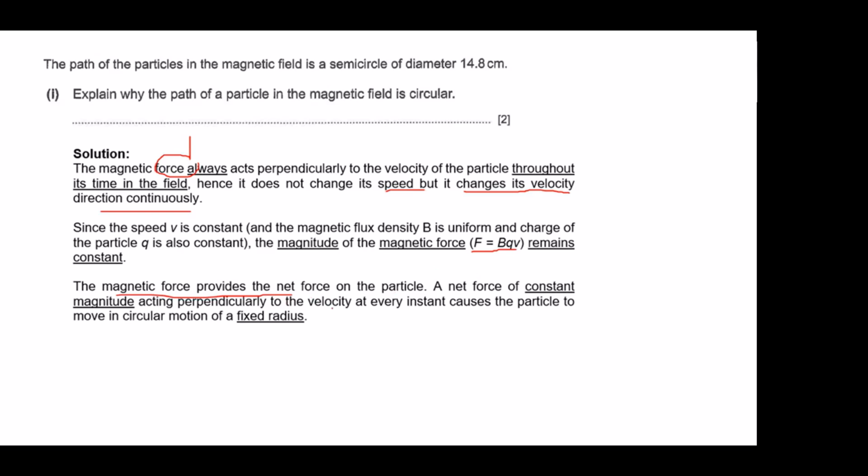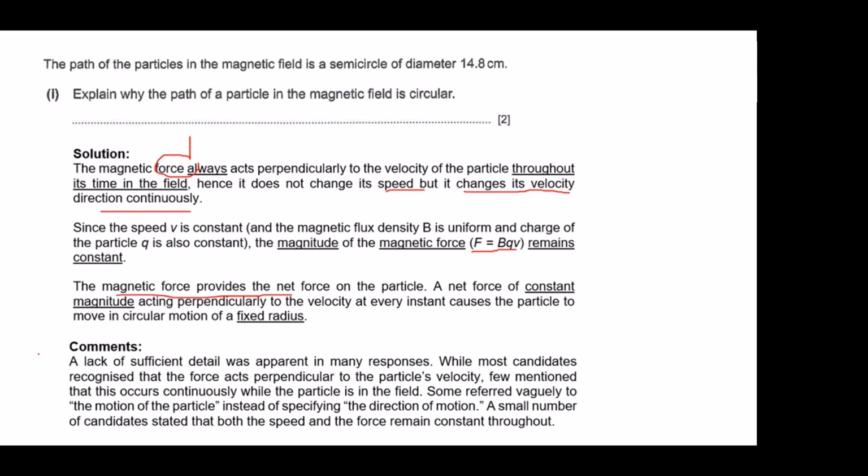So it's some concept of scalar and vector: the speed, the magnitude, does not change, but because the force is perpendicular to the velocity, the direction changes. Okay, lack of detail was very common. Also, you have to understand that the magnetic force is perpendicular to the velocity, right?